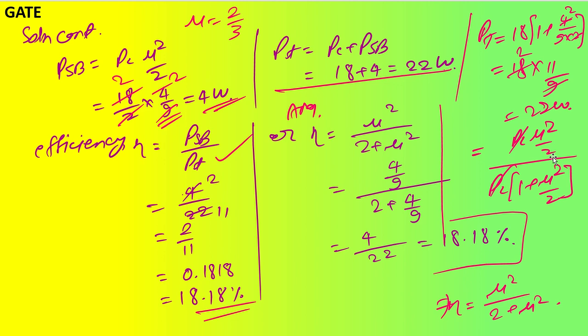So in GATE there is valid reason for you to derive the formula as well as proceed. Let's take another question.